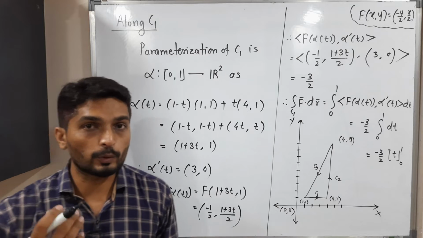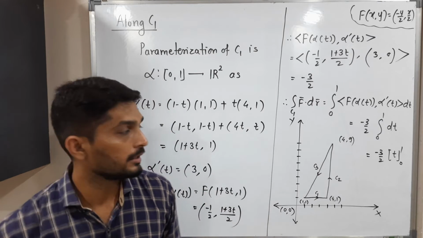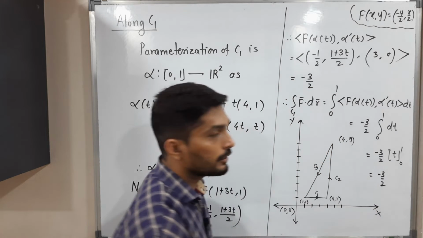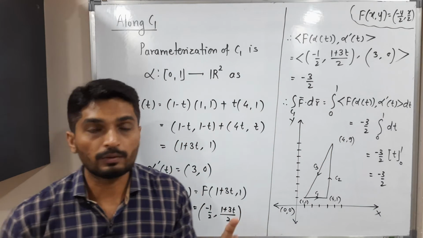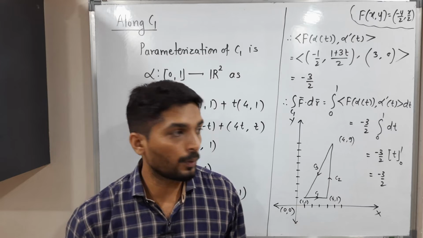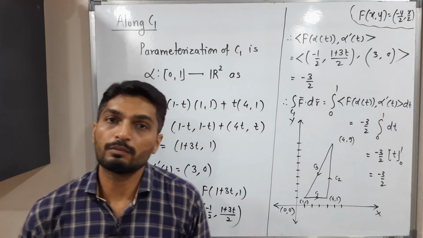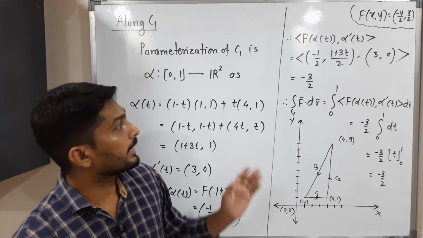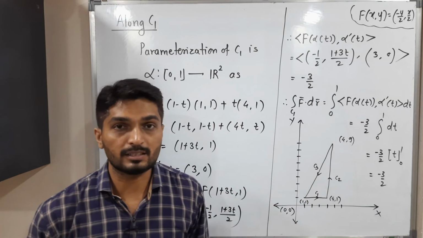As you know, first we put the upper limit, then we put the lower limit. So minus 3 by 2 will be there. If you put 1, you will have 1. If you put 0, we will have 0. 1 minus 0 is 1, and into this minus 3 by 2, we will have the same minus 3 by 2. So the line integral of f along C1 is minus 3 by 2.